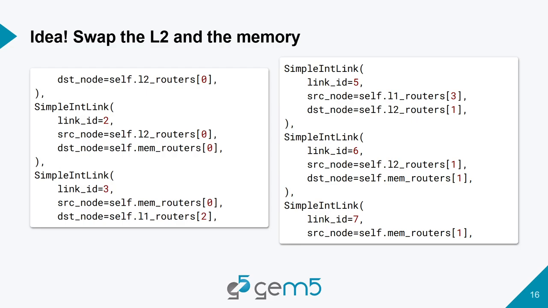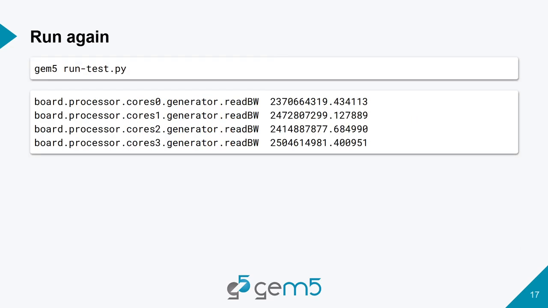So if you switch them, which this code does, switching the memory and L2, and then rerun this test, we go from 2 gigabytes per second up to 2.3 gigabytes per second. So cool, that actually worked. By changing the topology, we were able to get higher bandwidth out of our system.